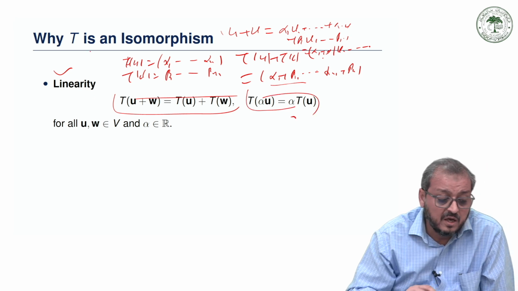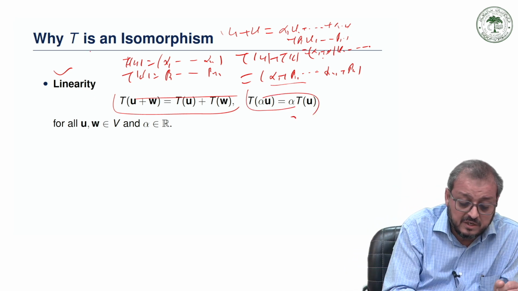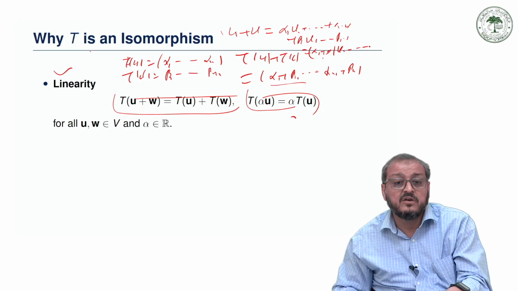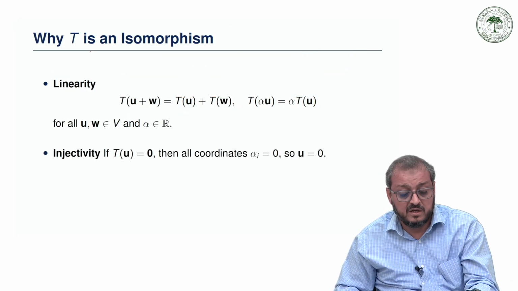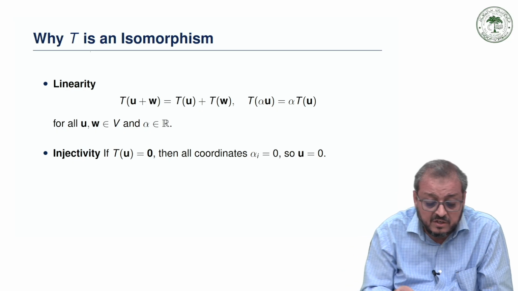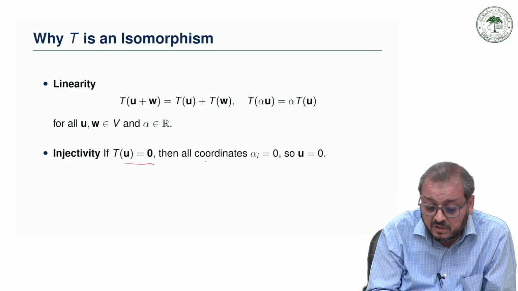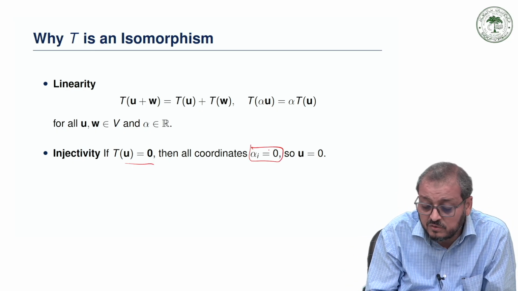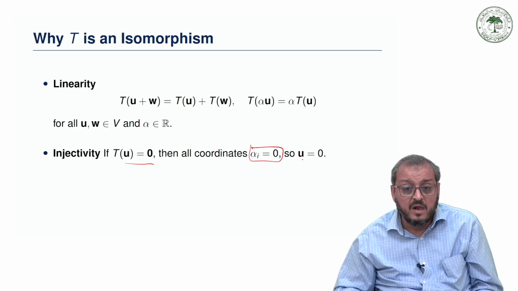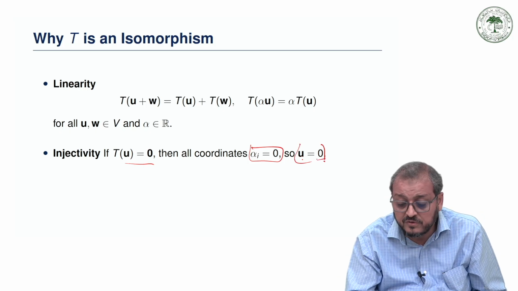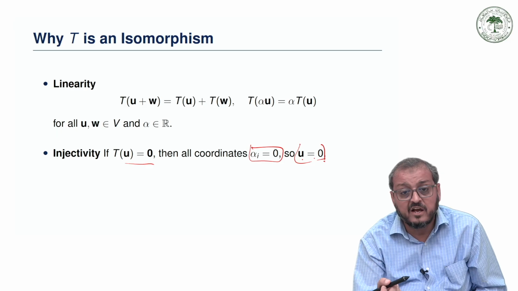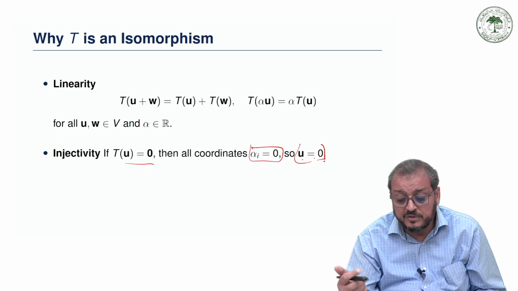So, this map is defined by the coordinates. Clearly, this is a linear map, and also it is one-to-one, injective. Why? If T of u is equal to 0, then all the coordinates alpha are equal to 0. So, u is equal to 0. Clearly, this means the kernel of T is equal to 0. So, u is equal to 0.